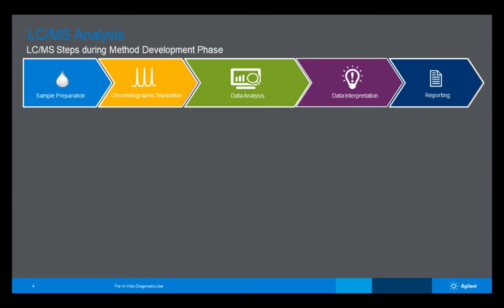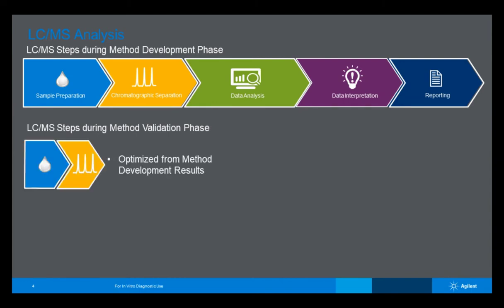And you can see that each of these steps is actually quite long, which makes sense in the method development phase. But the next phase that they would be looking at is the method validation phase. And in this particular phase, you can see that the first two steps, the sample prep and the chromatographic separation, are much shorter than in the development phase. And that's because the results of the development phase have led towards an optimized sample preparation methodology, as well as a chromatographic separation methodology. So you can see that those are much shorter.